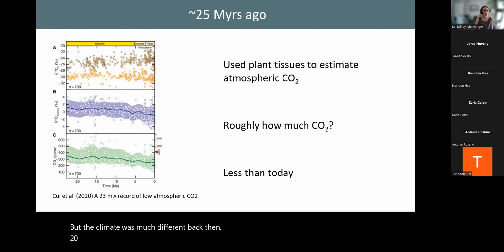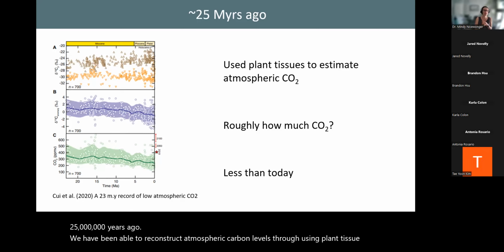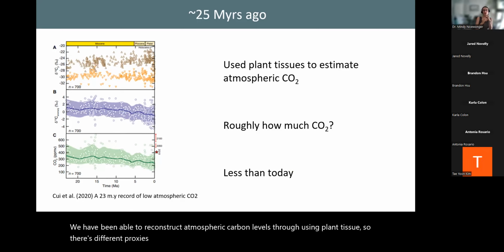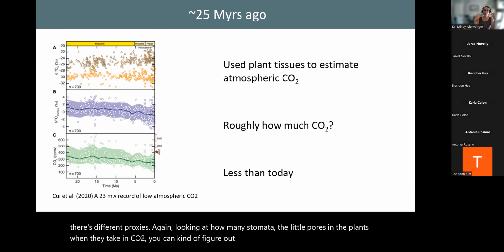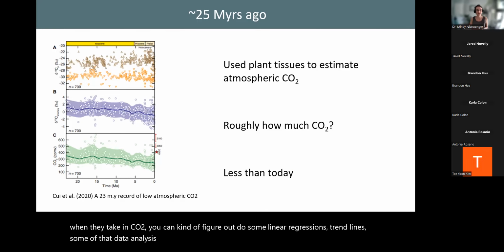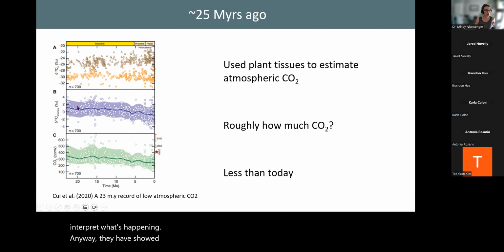For the last 25 million years, we have been able to reconstruct atmospheric carbon levels using plant tissue. There are different proxies, for example looking at how many stomata, the little pores in the plants, take in CO2. You can do some linear regressions and trend lines, some of that data analysis that I've had you doing, and interpret what's happening. They have shown that for about 23 million years, atmospheric CO2 has been relatively low.